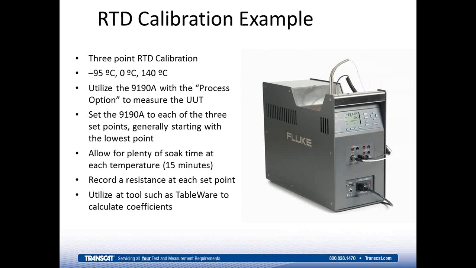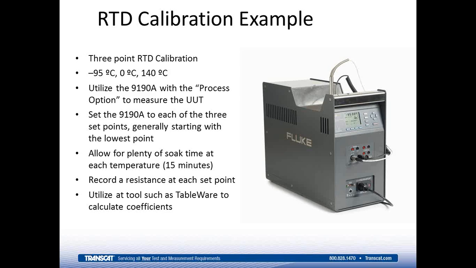So here's an example I wanted to run through about calibrating an RTD. We have a 3-point calibration we want to do, from minus 95 to 0 to 140. We want to utilize the 9190 with the process option. As you can see on the front panel, we have the UUT in the black cable that looks like a phone cord, and then we have our reference probe, which is the probe with the white cable. We've got both of those probes inserted into the top of the dry well, and the dry well is set at minus 95. So we set that 9190 to each of those 3 set points.